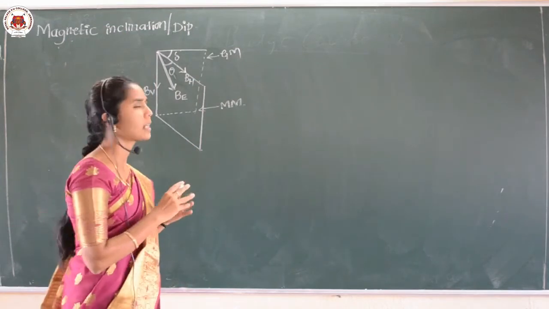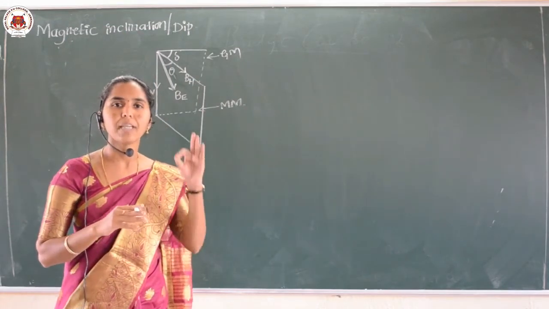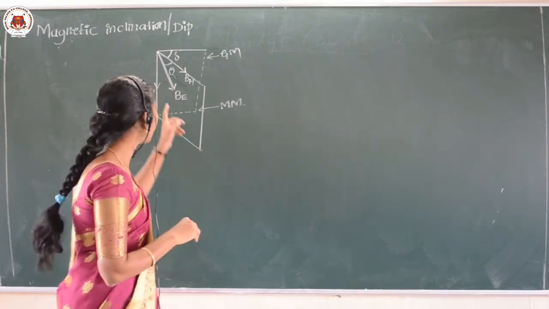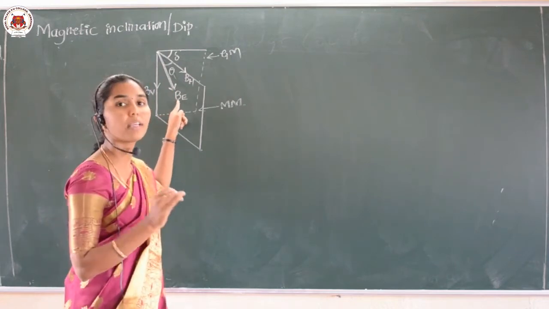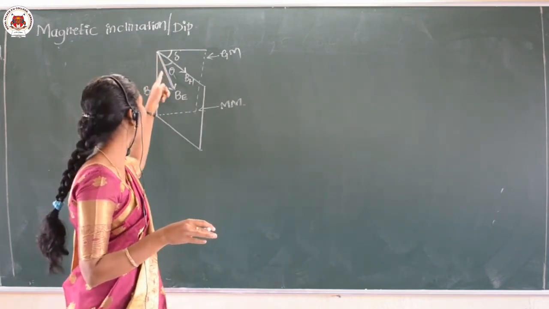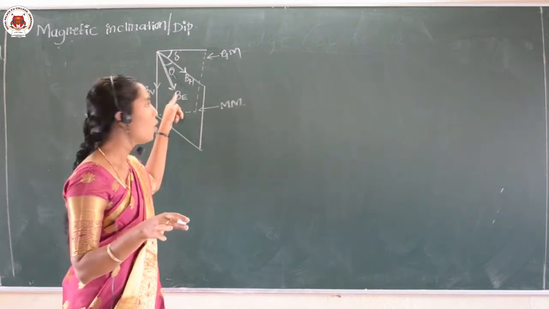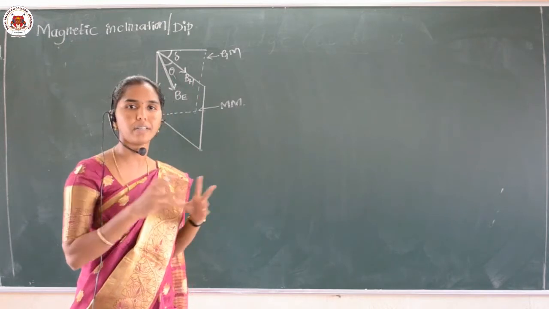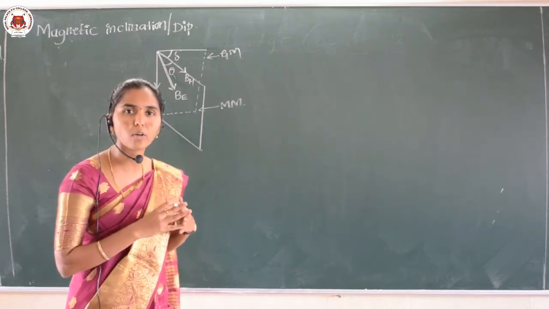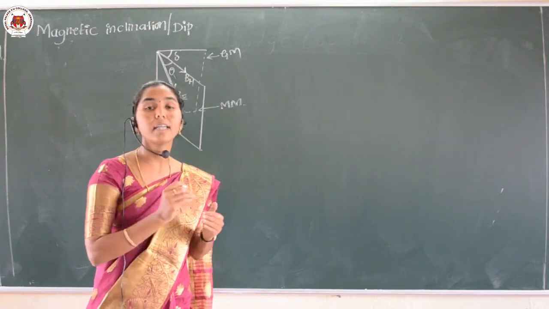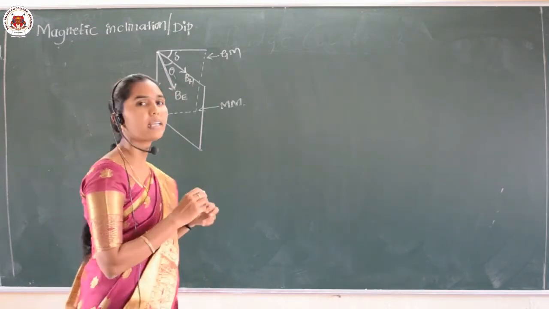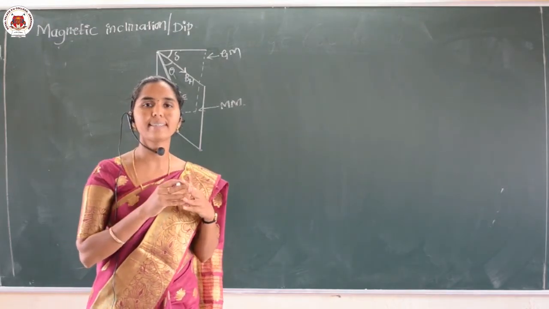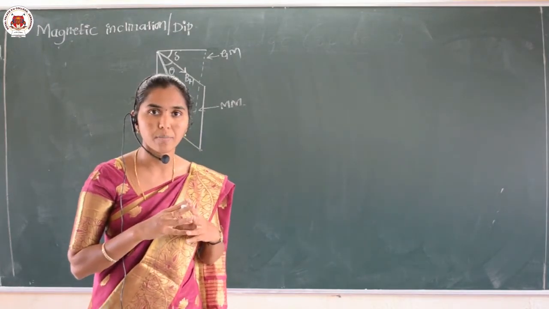What is the magnetic dip or the inclination? The angle made by the total magnetic field of the earth with the horizontal component of earth's magnetic field is called the magnetic inclination or the dip. Am I clear, dear students? Yes, this is an important question, right?